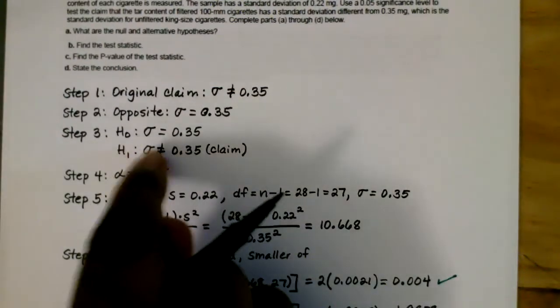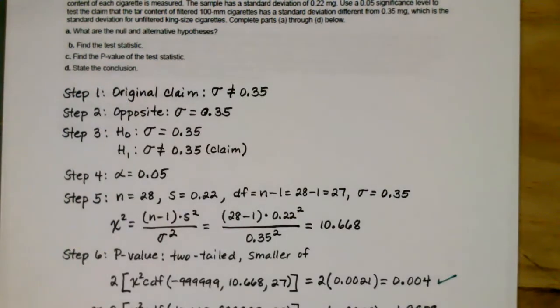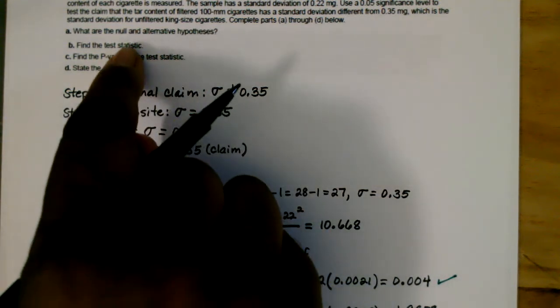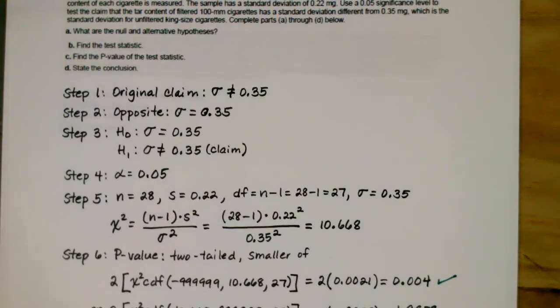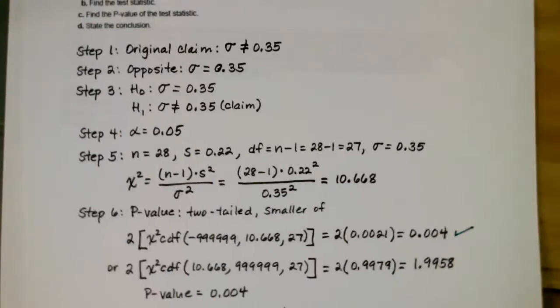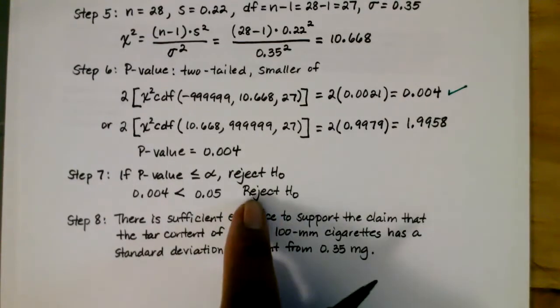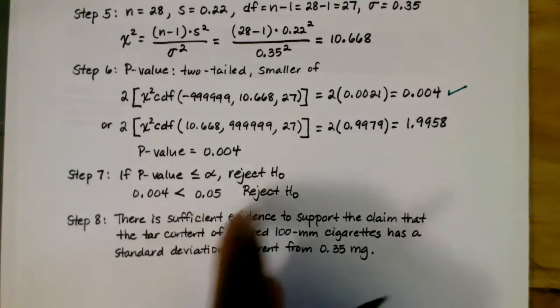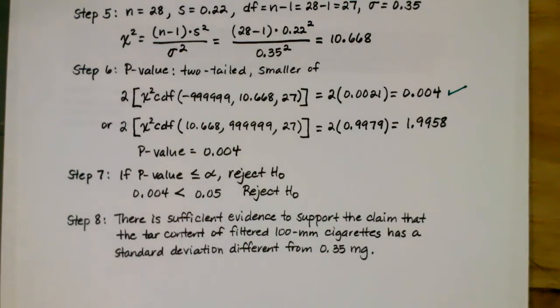So let me go back to this. In step number 3, that's the answer to part A. What are the null and alternative hypotheses? And then step number 5 was the test statistic. That's the answer to part B. And then step number 6 was the p-value of that test statistic. That's part C. And then state the conclusion. Sometimes they have steps 7 and 8 combined in that.